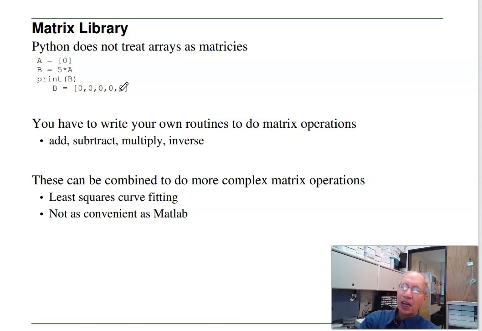If you do that, I can do more complicated routines, like do least squares curve fitting. It's not as convenient as MATLAB, but it does work. So that's kind of the topics covered on test number 2.